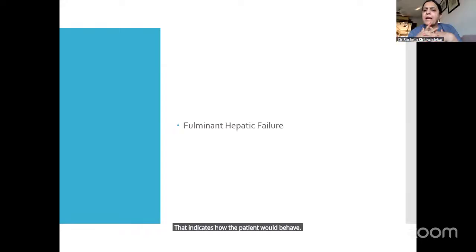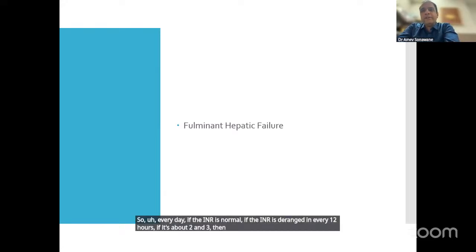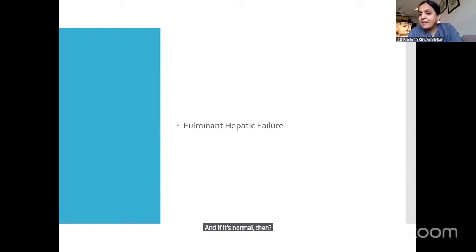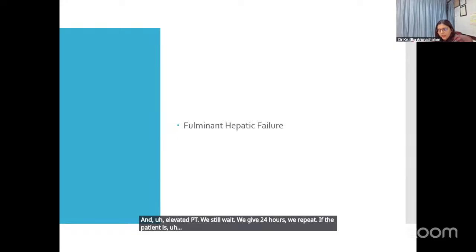At the time of diagnosis, sometimes the INR is normal. How frequently should we repeat it? Every day if the INR is normal; if the INR is deranged, then every 12 hourly. If it is between 2 and 3, then every 6 hourly. And if it's normal, then every day, once a day, till the transaminitis goes below 1000. So if we have a patient with a normal INR and elevated PT, we still wait. We give 24 hours, we repeat. If the patient is conscious and oriented, we still wait.